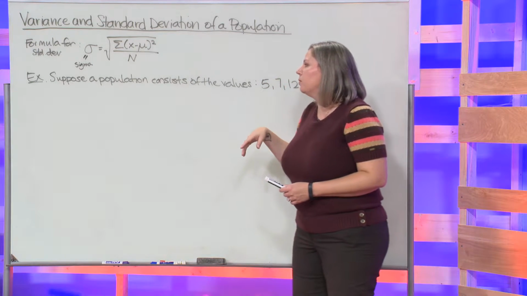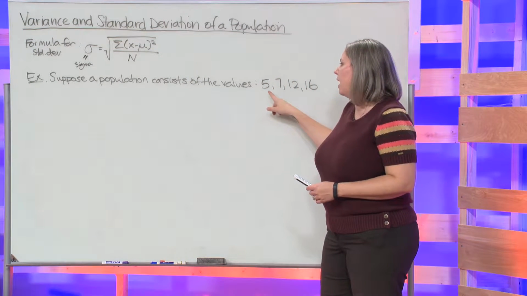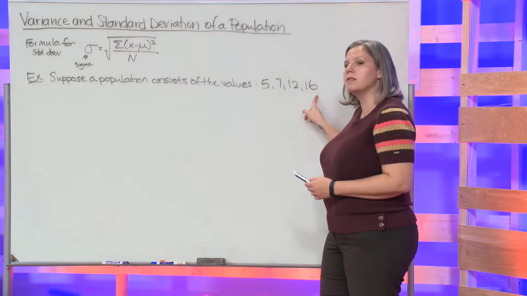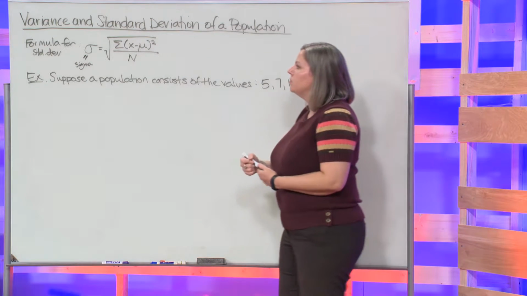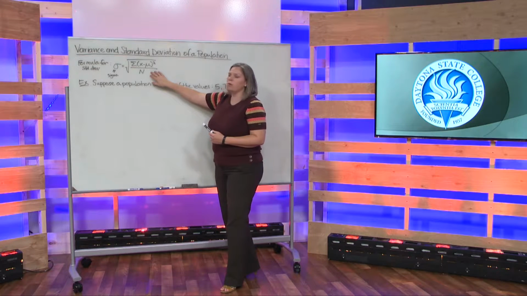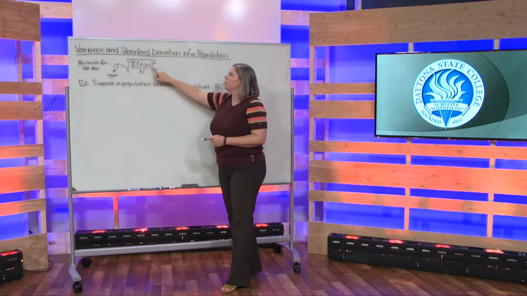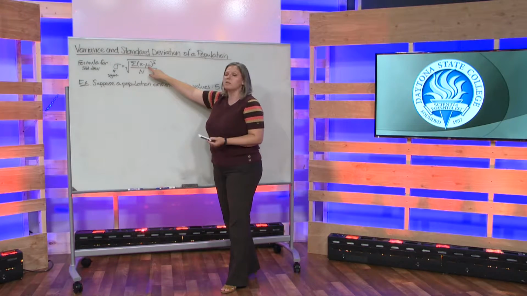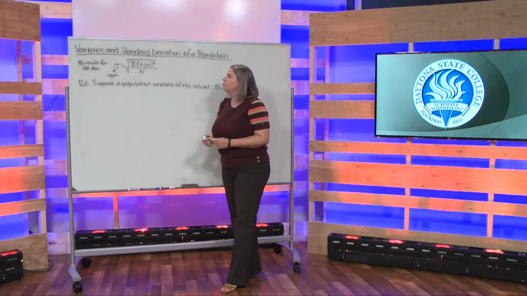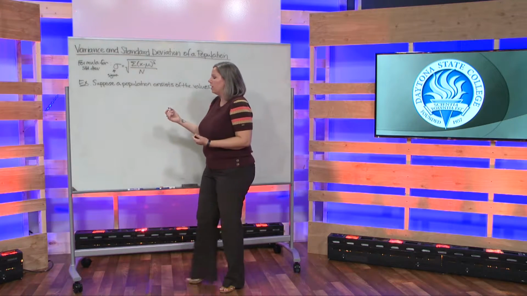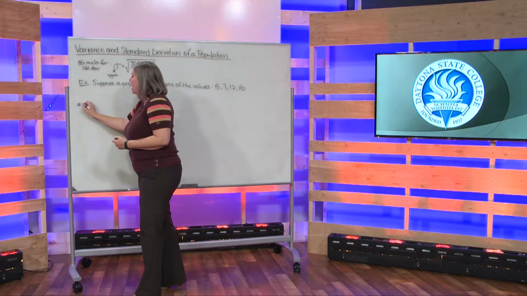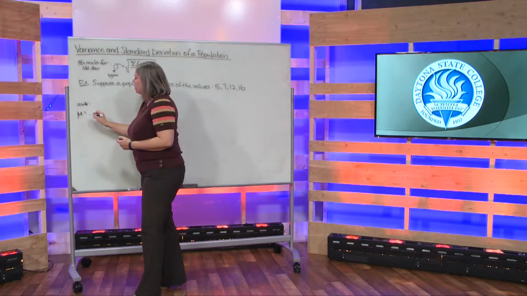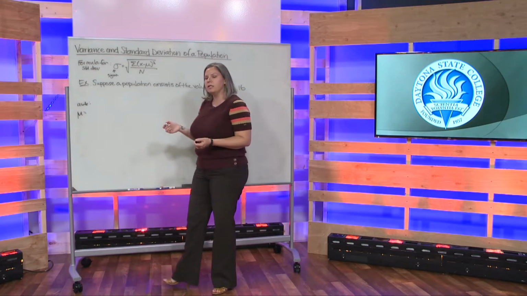So I have an example here. Suppose a population consists of the values 5, 7, 12, and 16 that we're going to be using here. Based on our order of operations, we know that we need to do what's inside the parentheses first. And unfortunately, we do see that value of mu in there. So as a little aside, I'm going to take a minute and calculate the value of the population mean.